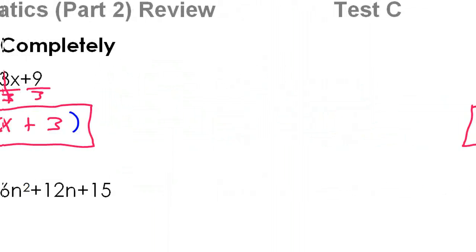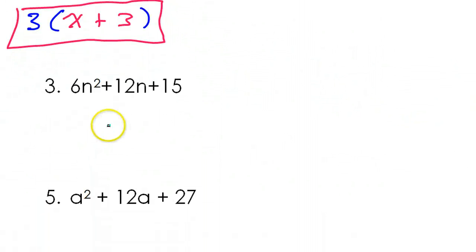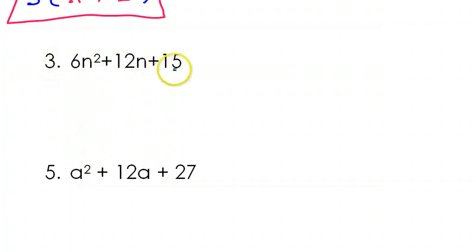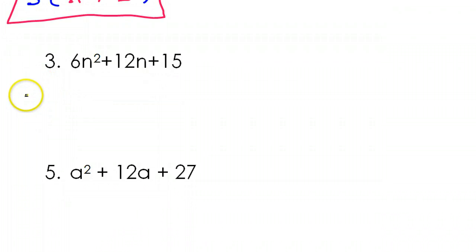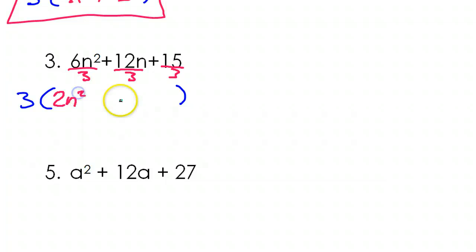Alright, let's take a look at number 3. Okay, what is common between these 3 things? They're all divisible by 3. So let's definitely pull out that common factor right now. So if I pull out that 3 and make one set of parentheses, now I'm going to divide everything by 3. So that's going to give me 2n squared plus 4n plus 5.